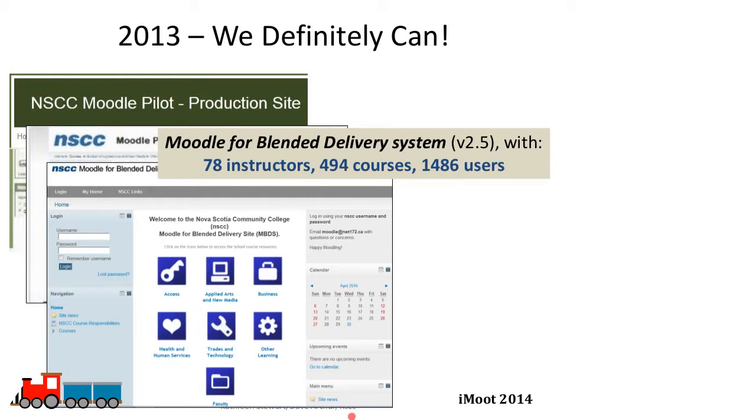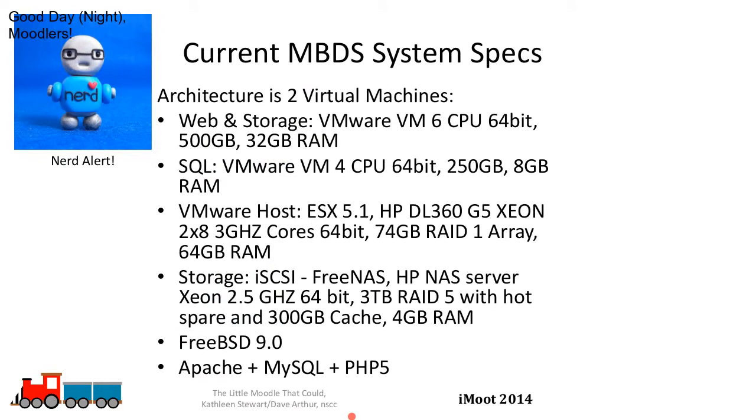So that's a little bit about our history. The current system that we use, we've now moved to virtual machines, and those are the 2 VMs that we have. Then we have the VMware host and the storage host where we have an iSCSI set up. So those are all the particulars for anybody who likes that kind of architecture detail.